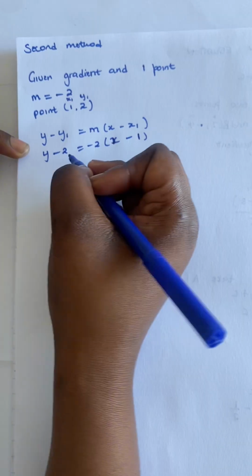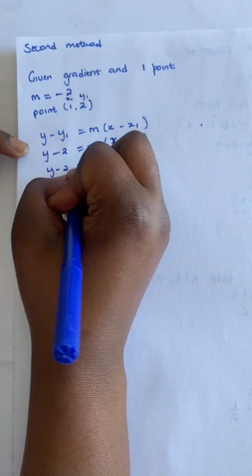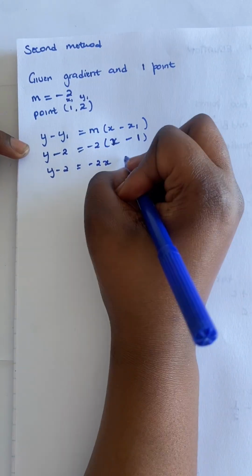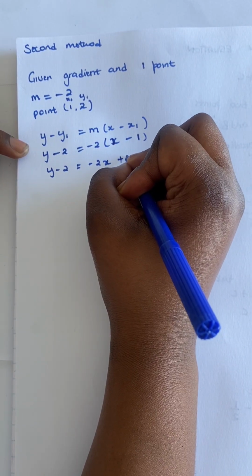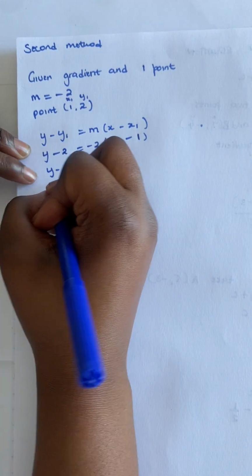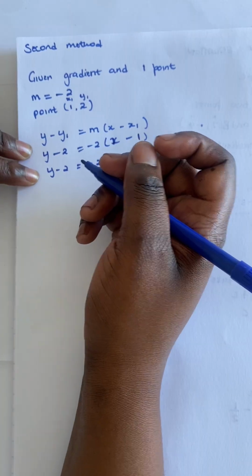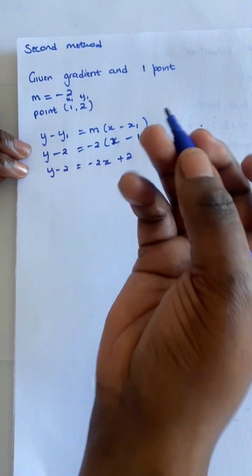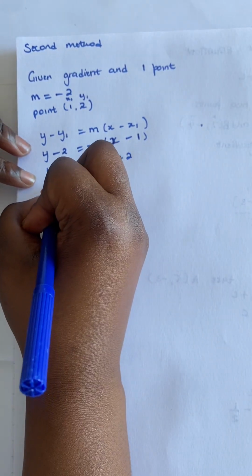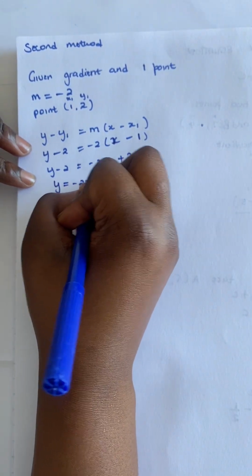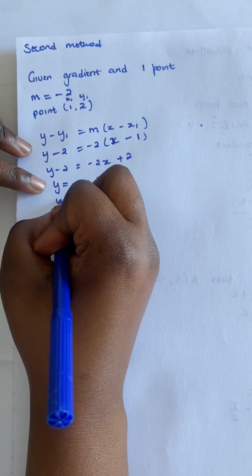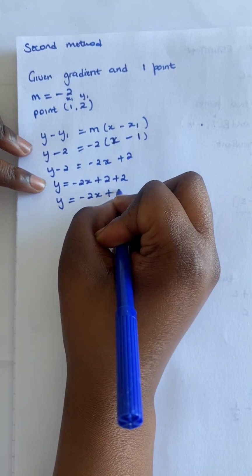Then y minus 2 is equal to negative 2 times x, which is negative 2x, and negative 2 times negative 1 is positive 2. Then you transpose, because you want y on the left hand side, so that it can match your standard format y is equal to mx plus c. So you're going to say y is equal to negative 2x plus 2 plus 2, this 2. So y is equal to negative 2x plus 4.